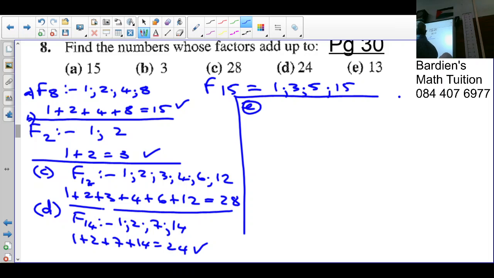Look at E. Factors that add up to 13. You say 6. So it's 1, 2, 3, 6. So it's 9, 10, 11, 12. Not 6. I got 8. 8 is 15. This is 5. 5 is 1, 4, 7. Let's try 7. 7 is going to add up to 8.